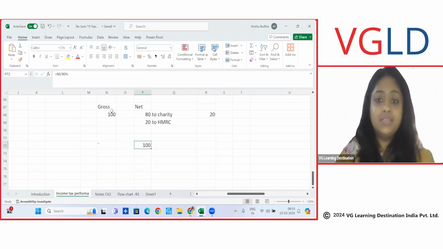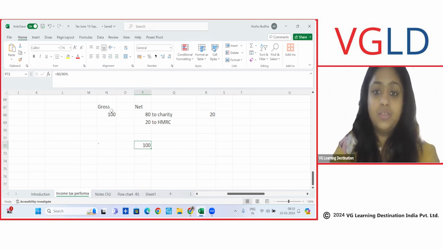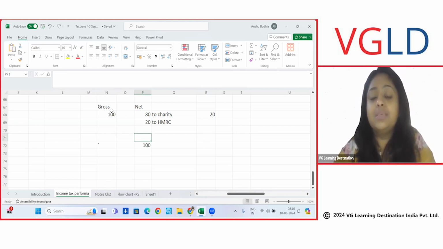Gifted donations are clear. When you're gifting donations to aid the charities, this is called a gift aid donation. At the time of payment, we pay only 80 to the charity directly, and 20 goes to HMRC. So the net amount is 80 and the gross amount is 100. Just like we talked about gifted donations, the next concept that we cover is personal pension contributions.